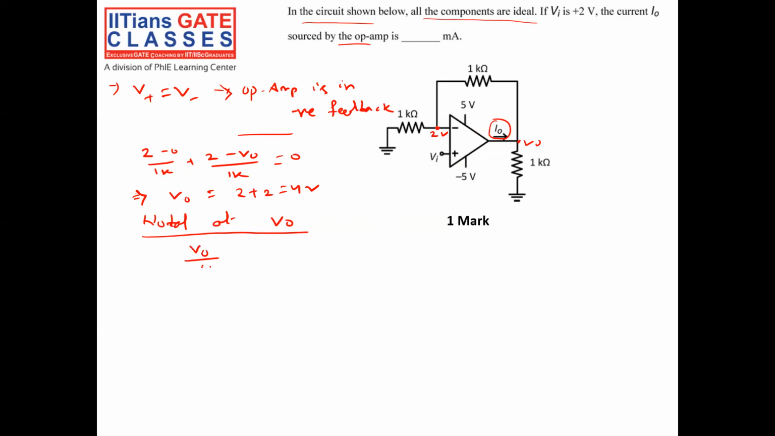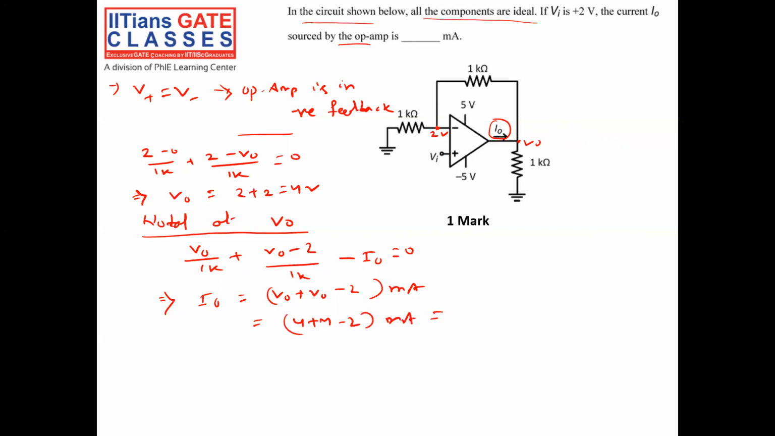V0 by 1k plus V0 minus 2 by 1k minus I0 is equal to 0. Implies I0 is equal to V0 plus V0 minus 2. Since 1k, I can say 10 power minus 3 milliampere. Okay. So V0 is 4 plus 4 minus 2 milliampere is equal to 6 milliampere is the answer.